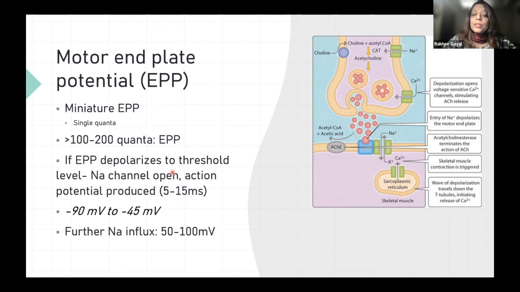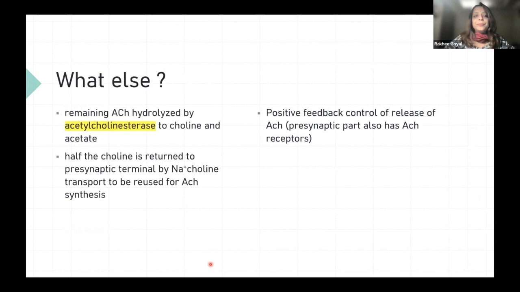It depolarizes to a threshold level. When it reaches that threshold level, the sodium channels open further and the action potential is produced for about 5 to 15 milliseconds. Now, the baseline was minus 90 millivolts. When the sodium comes in, it becomes more positive, which is minus 45 millivolts. And there is further sodium influx to take it to plus 50 to 100. Now, that's when the whole action potential effectively transmits, resulting in muscle contraction.